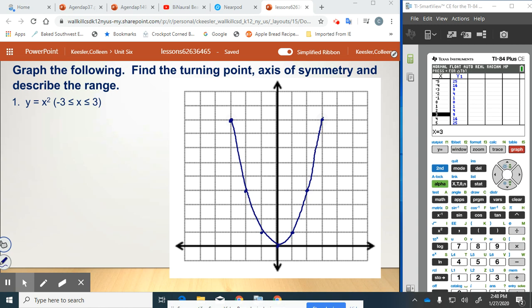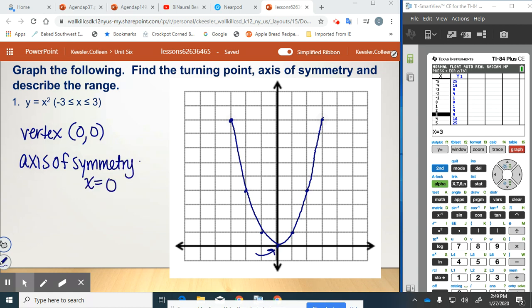Now we have to find the turning point, or the vertex. The vertex in this case is 0, 0 because that is the point where it starts to turn. The axis of symmetry is x equals 0, because the line x equals 0 is actually the y-axis. And that is where we have our symmetric line. If we were to fold the parabola in half along that line, all the points would match up.